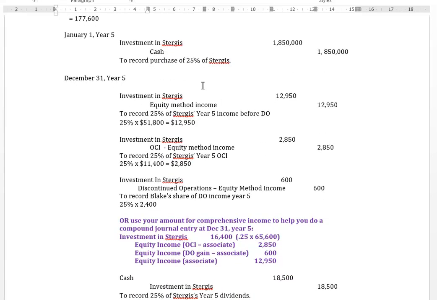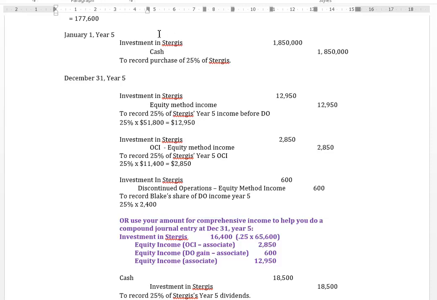Now at the end of year 5, December 31st, we're going to look back at the end of the year and say, okay, how much income did Sturgis earn? Because it's a significant influence investment, we have to pick up our pro rata share. Because we only own 25%, we have to pick up in year 5 our 25% interest of income from Sturgis. That includes our profit before the discontinued operation. We have to include our share of Sturgis's OCI that they booked. And we also have to include our share of the discontinued operations gain that Sturgis booked. That's going to affect our equity method income.